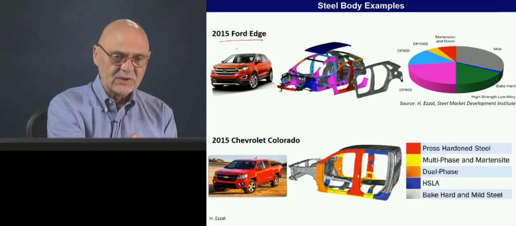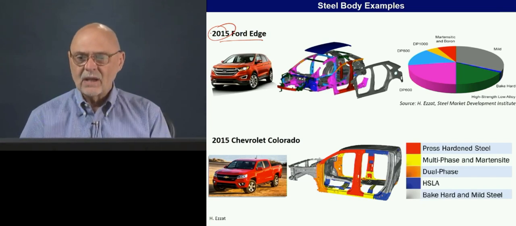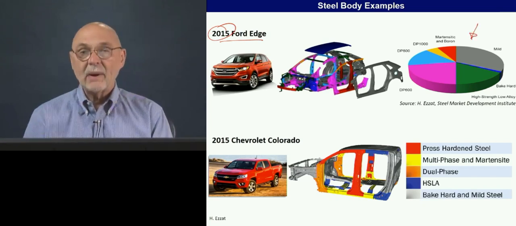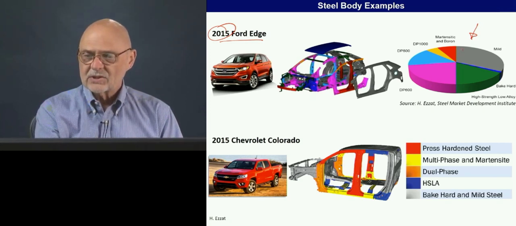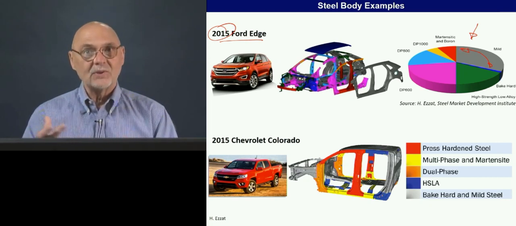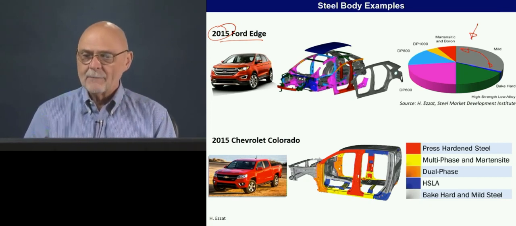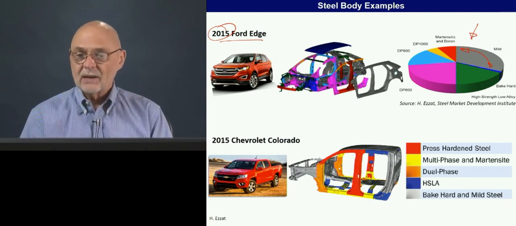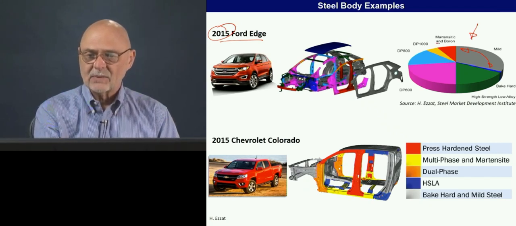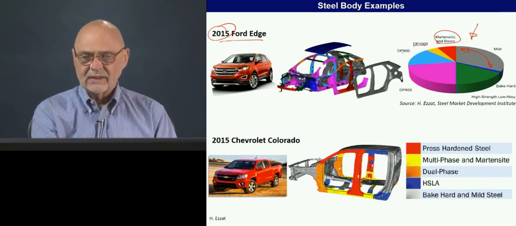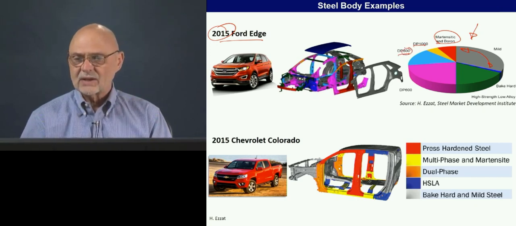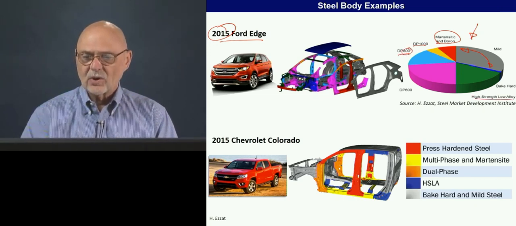This is the Ford Edge, a 2015 model. But what we want to look at is the pie chart of steel grades within the vehicle. So you can see that mild steel, which is what we have been using or assuming throughout the course, is a relatively small but important fraction. We can see that we have some other super high strength steels: martensitic boron steels, dual phase, this is the tensile strength, and then high strength low alloy steel.